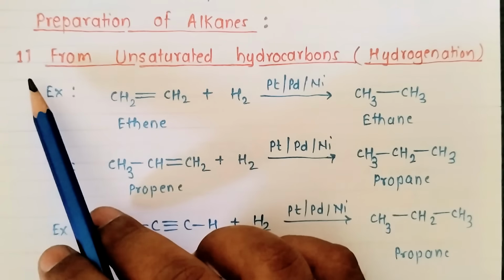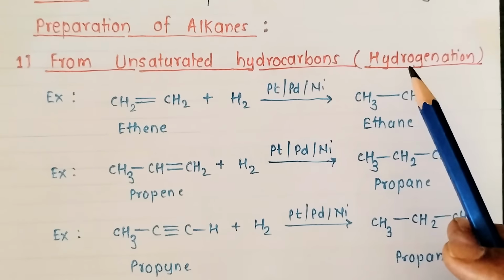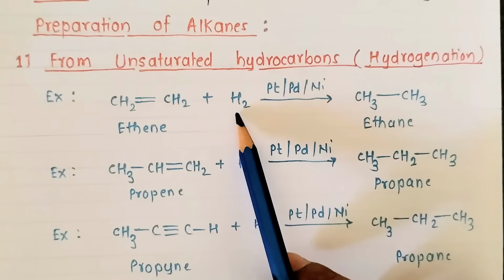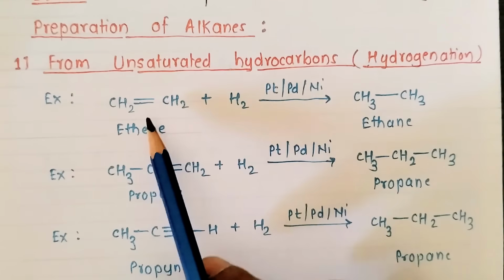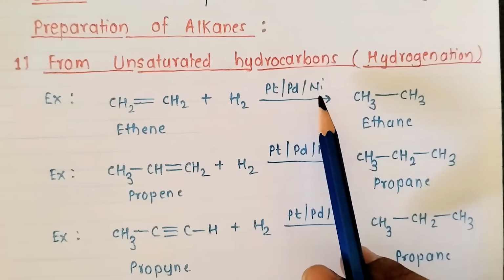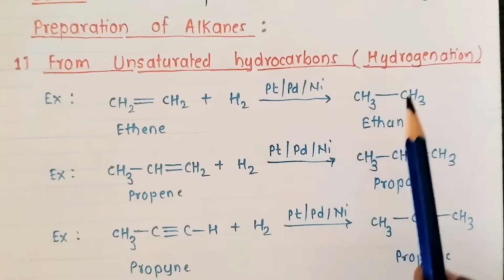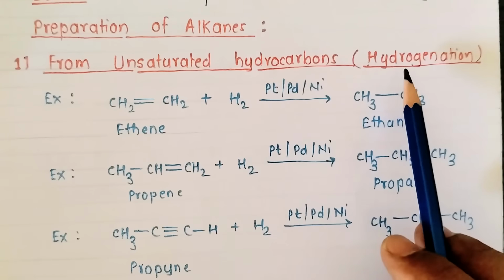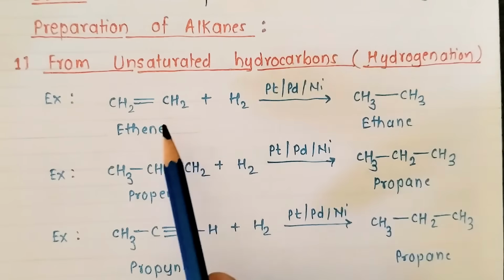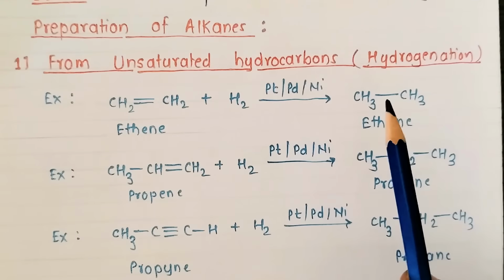First of all, we start with the method from unsaturated hydrocarbons, which we call the hydrogenation method. In this method, dihydrogen gas is added to the alkene or alkyne in the presence of platinum, palladium or nickel catalyst to form alkane. What is meant by hydrogenation? Hydrogenation means addition of hydrogen. That's why we call it hydrogenation.